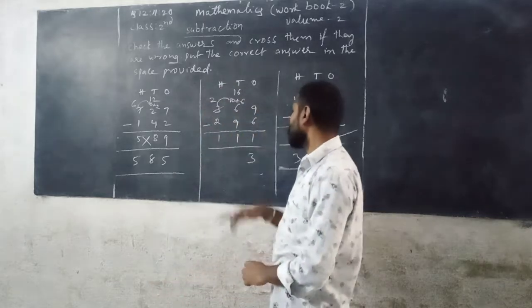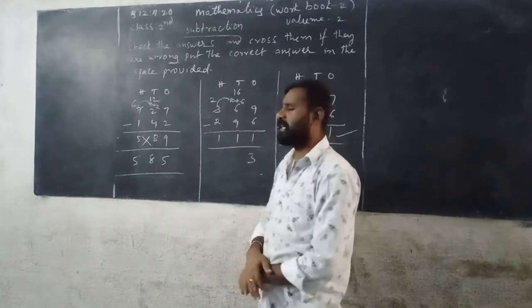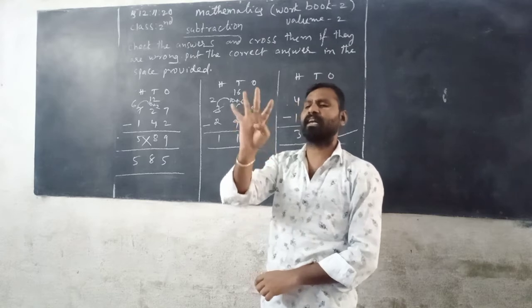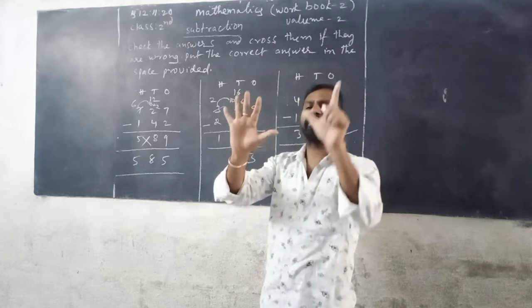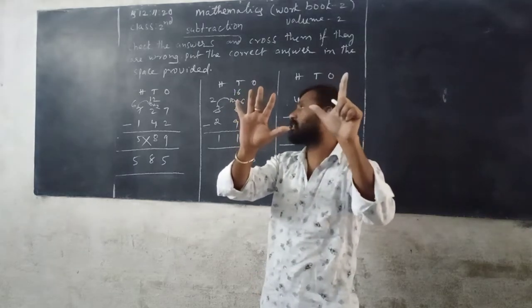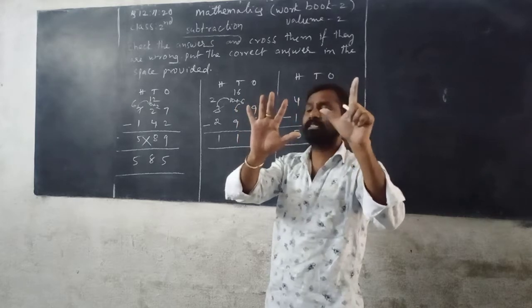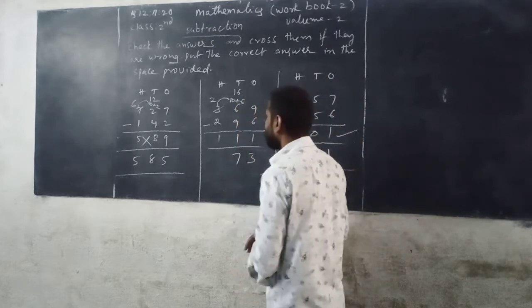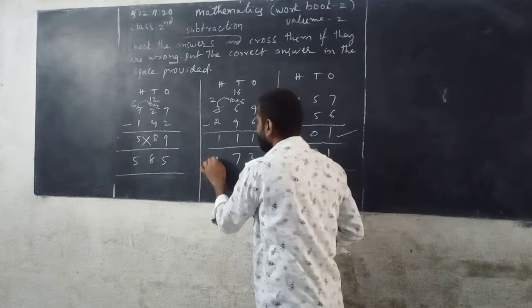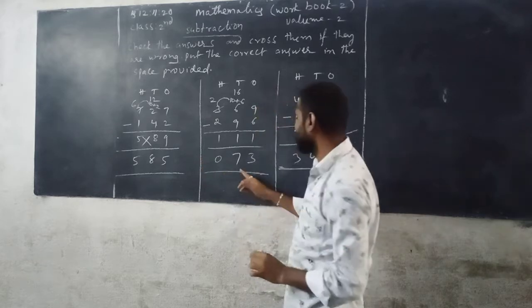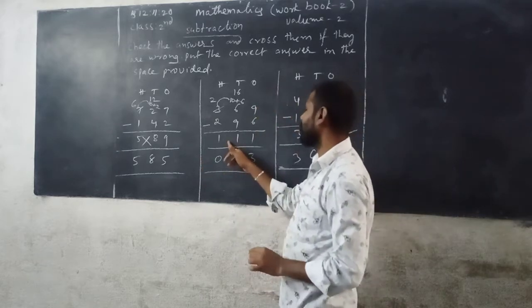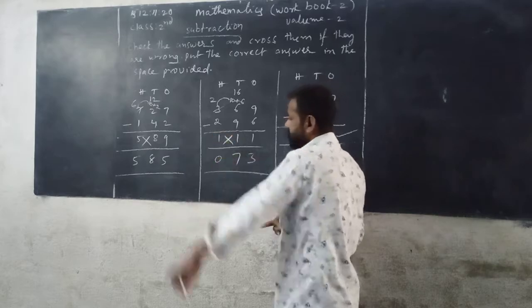And count 9 after 10, 11, 12, 13, 14, 15, 16. See here how much? 7. 7 write down in tens column. Next 2 minus 2 you can get 0. Actual difference is 73, but here given 111, then cross it.